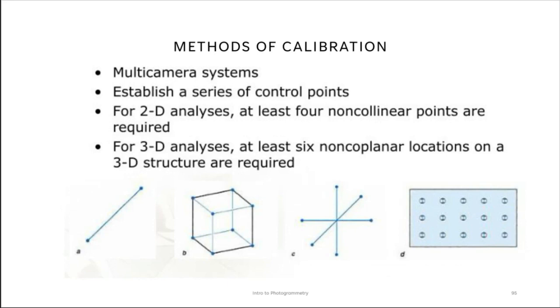Method of calibration: multi-camera systems establish a series of control points. For 2D analyses, at least 4 non-collinear points are required, but for 3D analyses, at least 6 non-coplanar locations on a 3D structure are required.